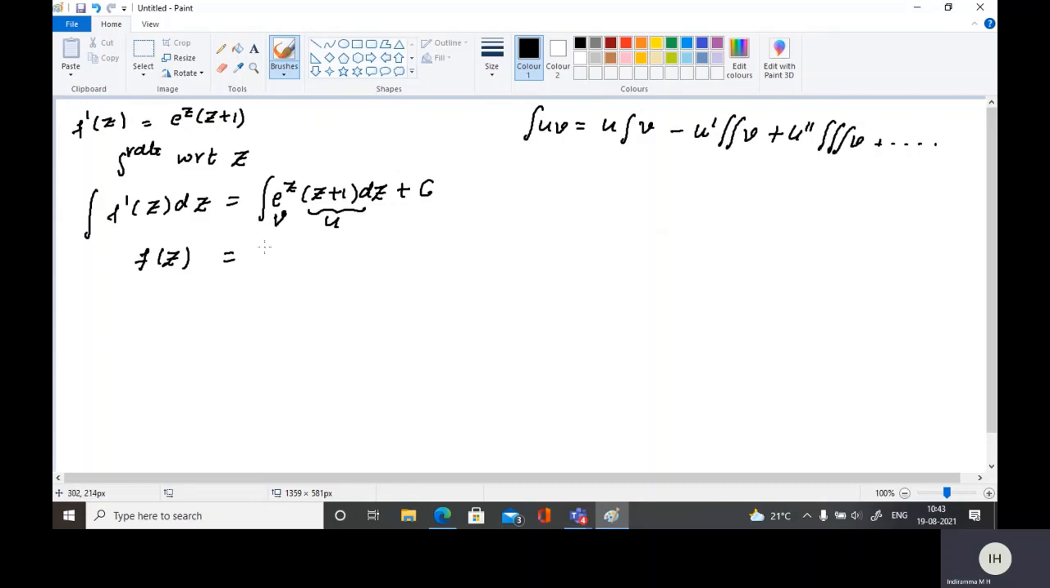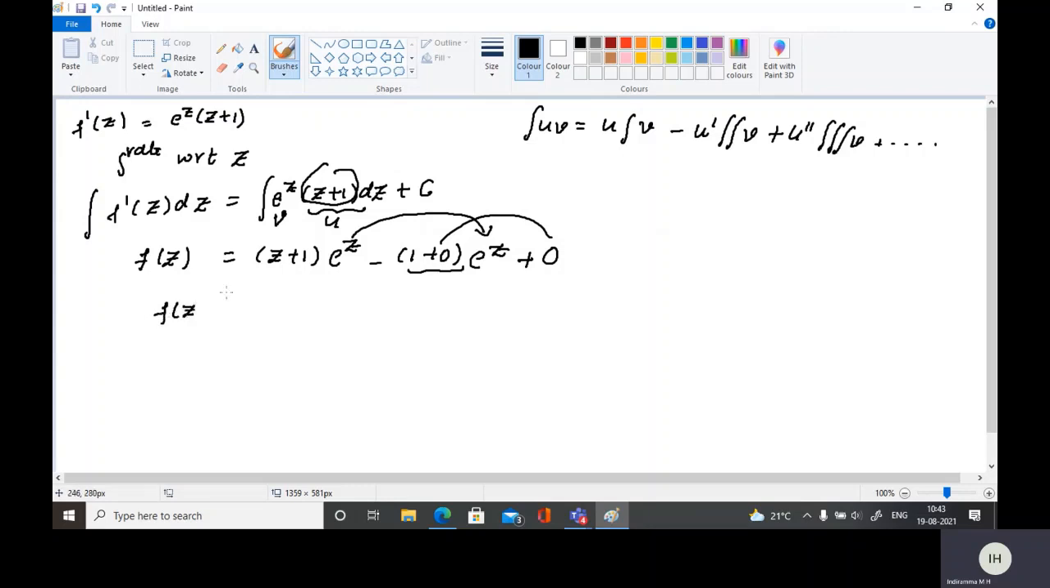I will write u as it is, that is z plus 1. Integration of e power z is e power z only, minus u dash, the differentiation of z plus 1 with respect to z only, that is 1 plus 0. Then you go on integrating this one. Double integration of e power z is e power z only, plus the differentiation of this becomes 0. So we have to stop here itself.